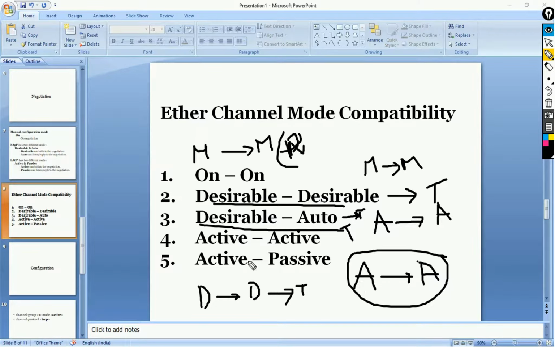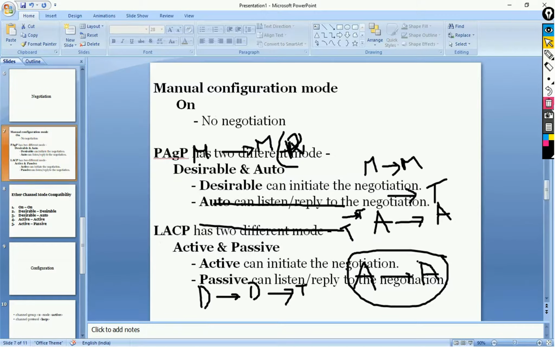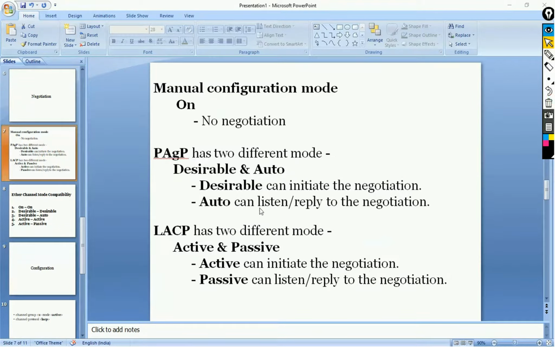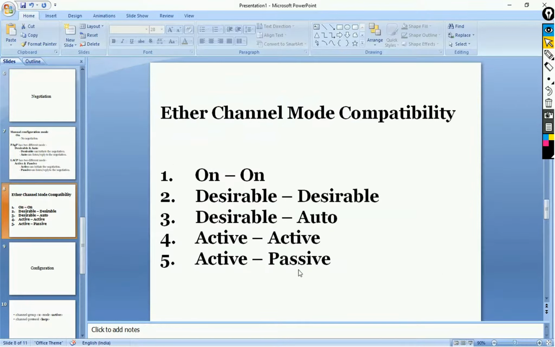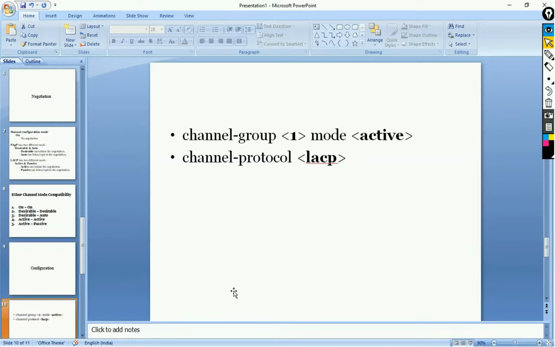The next is active and active, and active and passive. Similarly, just now I said that you can compare active to desirable and passive to auto. So active and passive will also be compatible. So 2, 3 and 4, 5 are generally similar, just because the protocol is different, the modes are different here. Now configuration is very simple.